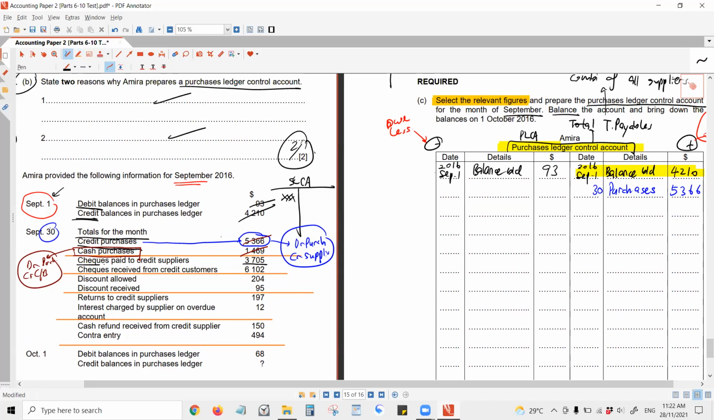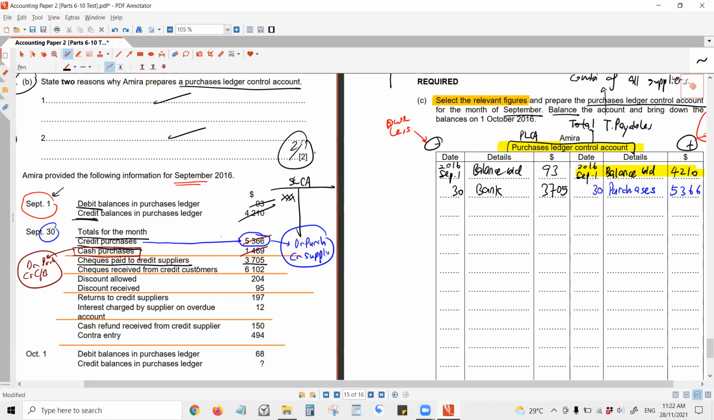3705. Checks paid to credit supplier. We make payment to the supplier with check. Credit bank, debit supplier, right? So see the purchase ledger control account as suppliers account. 3705. Here write bank. Okay, and then write the date here. Don't tell me this is debiting bank. This is not debiting bank. This is debiting suppliers account. The detail is always the name of the other account.